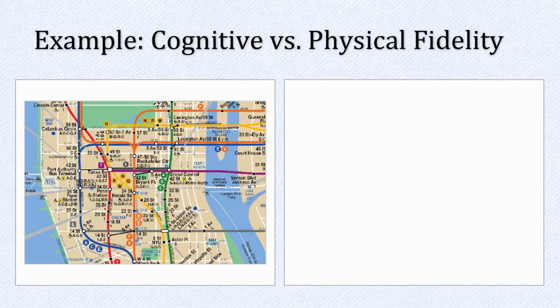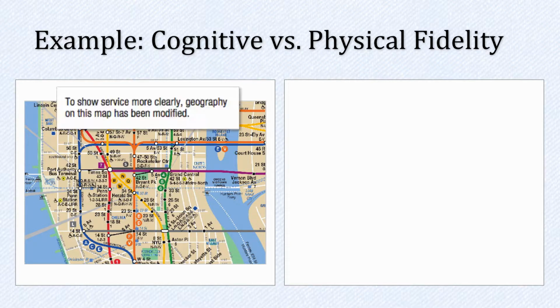And this is a very interesting case study in the balance between usability and geographic accuracy. In fact, the subway map actually has a disclaimer in fine print that says, "To show service more clearly, geography on this map has been modified." Essentially, they're acknowledging that some of the real-world physical fidelity has been modified in order to show the subway service more clearly to end users.